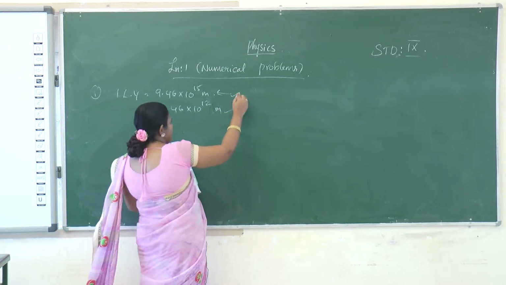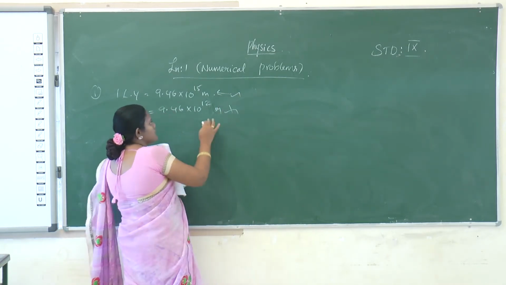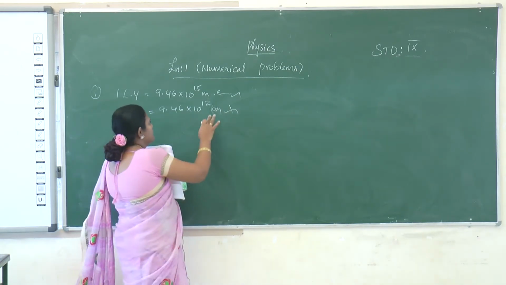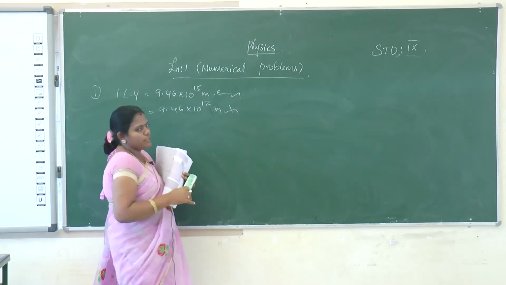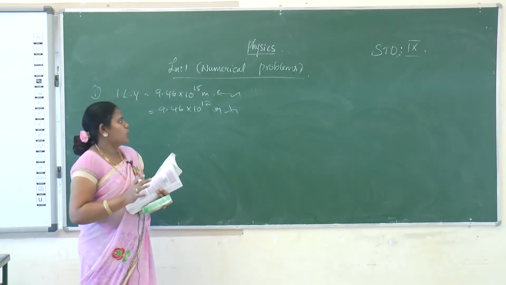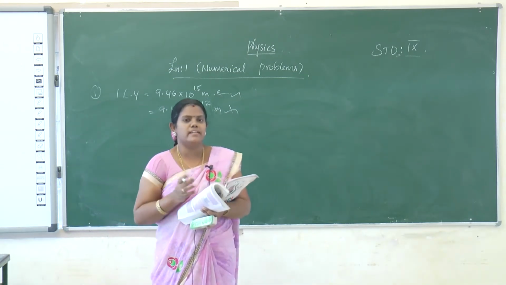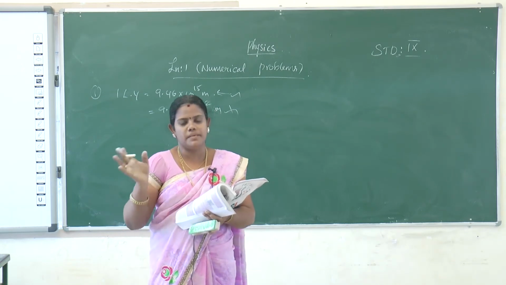This one is correct and the other is wrong, because the kilometer form should be mentioned, but he didn't mention kilometer, only meter. So Inian's statement is the only true one. Inian says the value of light year is 9.46 into 10 power 15 meter.